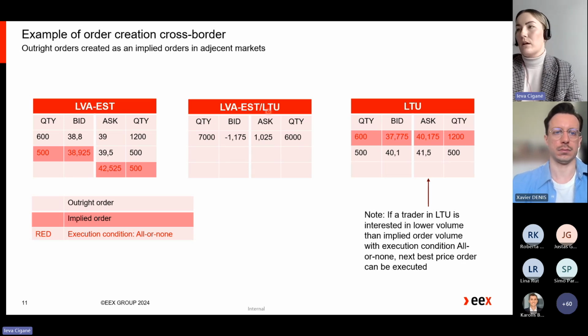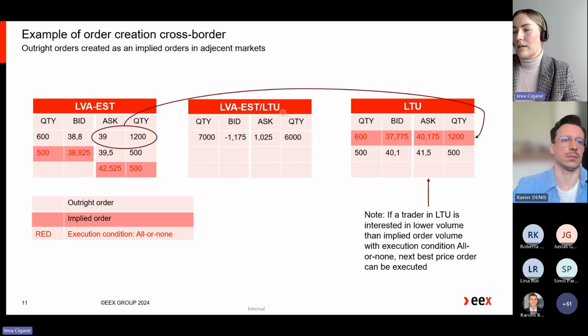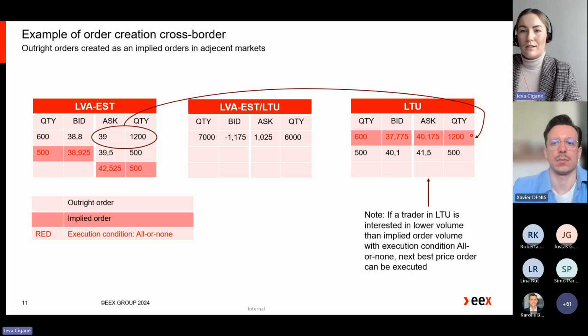So once the ICA system starts working, the ICA system checks all orders across all VTPs and determines the best price order. And then this best price order is used to create an implied order in the adjacent markets. So it's important to know that at one time, only one implied order can be created through ICA, the best price order. Once this best price order is executed, the system immediately evaluates again all the orders across the VTPs and selects a new best price order to be created as an implied order.